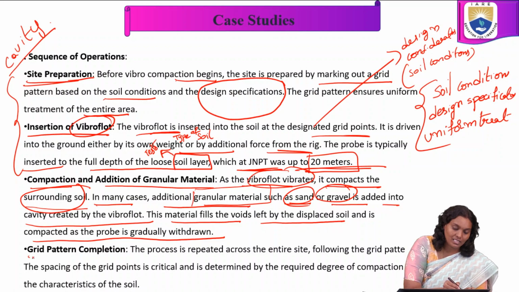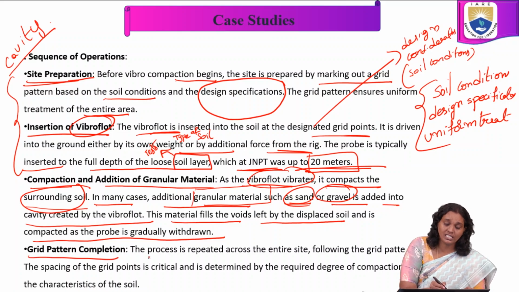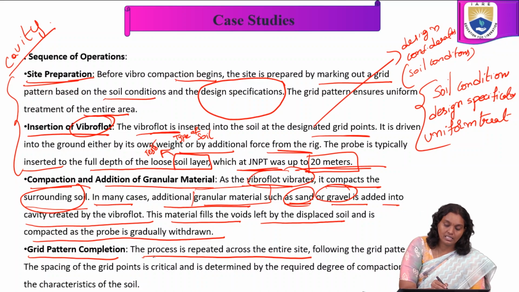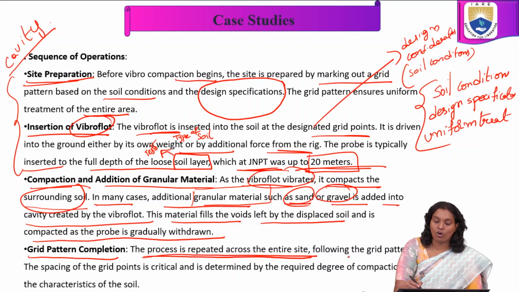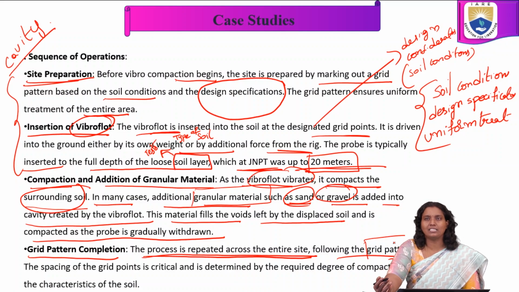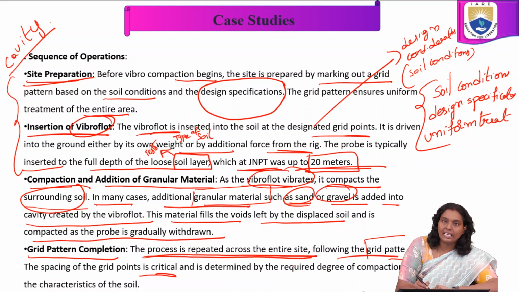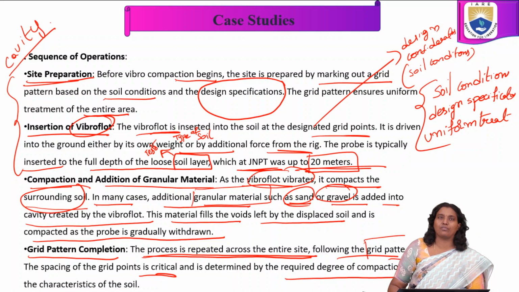Now the grid pattern is completed. The process is repeated across the entire site following the grid pattern, based on the spacings. This grid pattern design is considered based on the design considerations under the soil conditions. How much uniformity is required? These are the parameters for this grid pattern. The spacing of grid points is critical and is determined by the required degree of compaction and based on the characteristics of the soil.